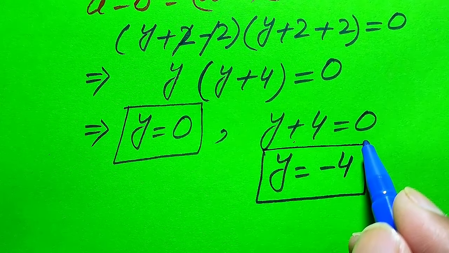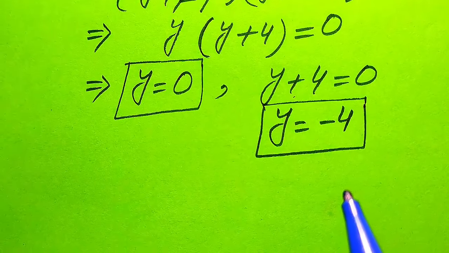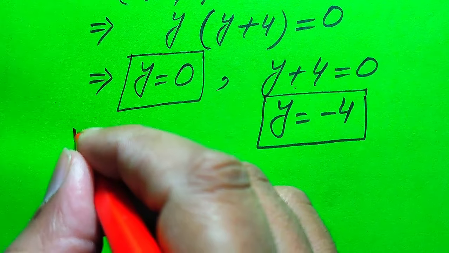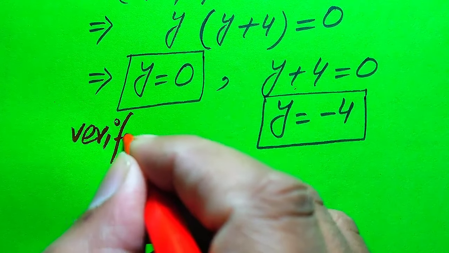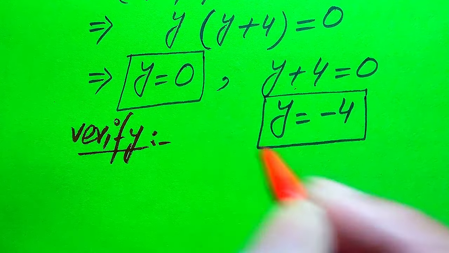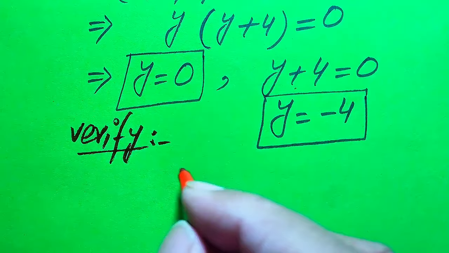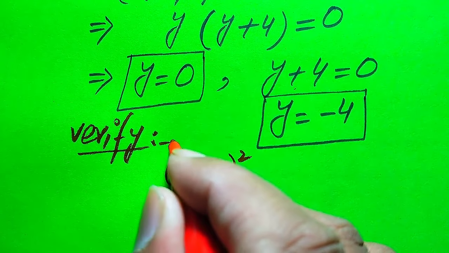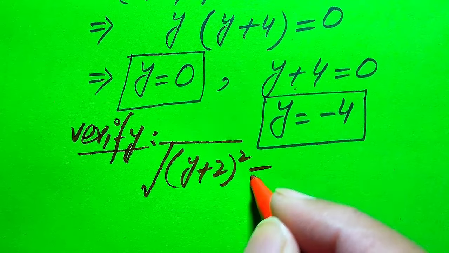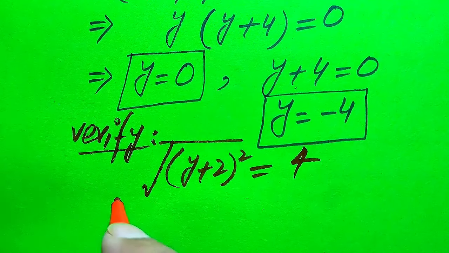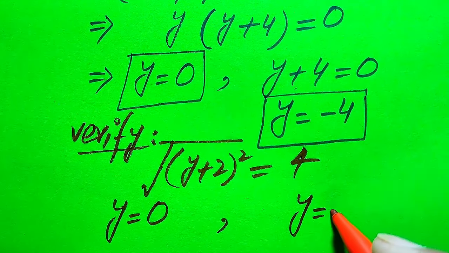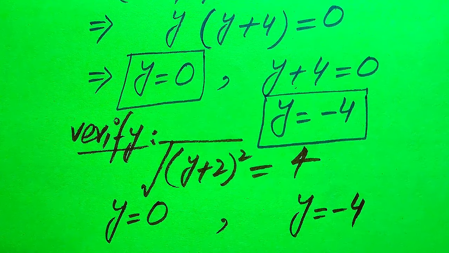So we obtain these two roots of the given equation, and now in the next step we need to verify whether these two roots are solutions or extraneous roots. For verification of these roots we need to copy down the given question statement here, and the given question statement is the square root of (y plus 2) whole squared equals 4, and on this side we will verify y equals 0, and on this side we will verify y equals minus 4.